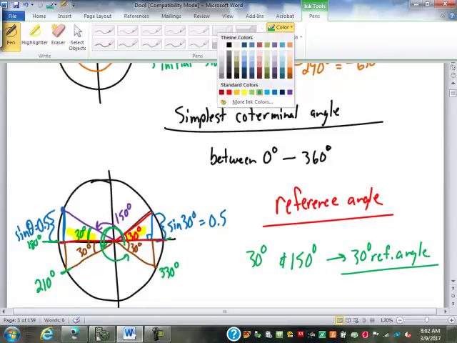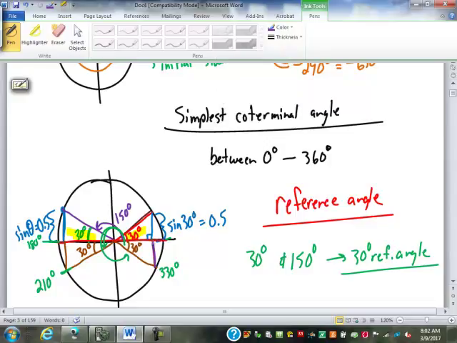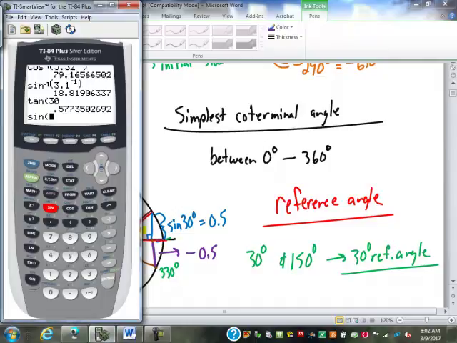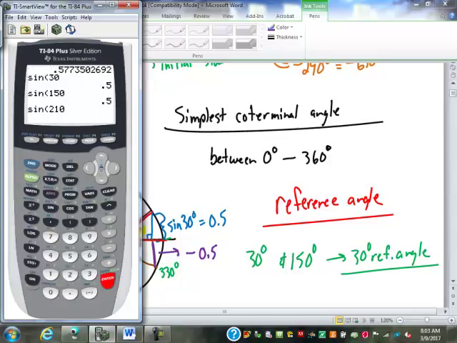They have related trig functions, but not equal. This sine here is not 0.5, it is negative 0.5. And the same over here, this sine is a negative 0.5. In fact, you can test it on your calculator. Sine of 30 we found before to be 0.5. Sine of 150 better be 0.5, and it is. Sine of 210 should be negative 0.5, and sine of 330 should be negative 0.5.